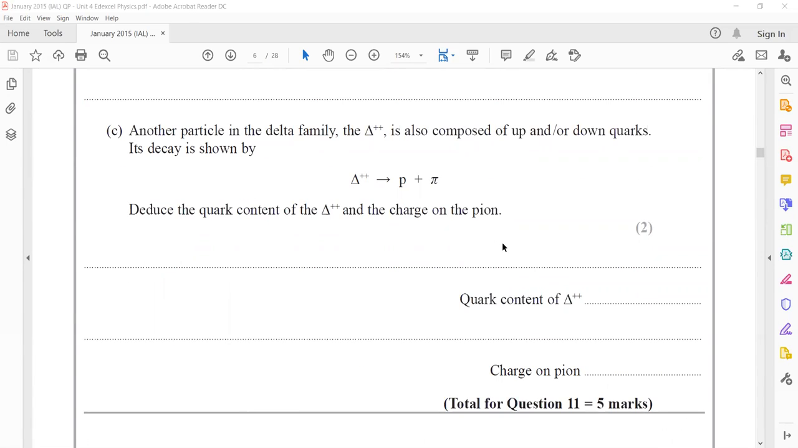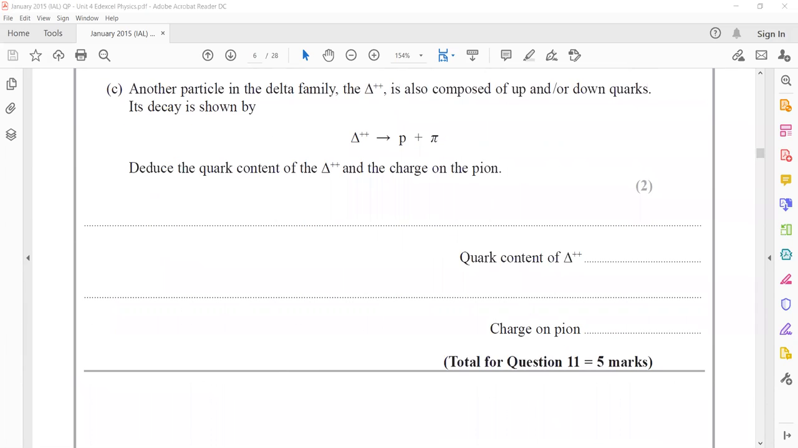Another particle in the delta family is a delta plus plus, which is also composed of up and or down quarks. Its decay is shown, like there can be up or it can be down. Deduce the quark content of delta plus plus and the charge on the pion. So its decay is shown. It shows that a proton is released. So how can we work out the quark composition for delta plus plus and the charge?